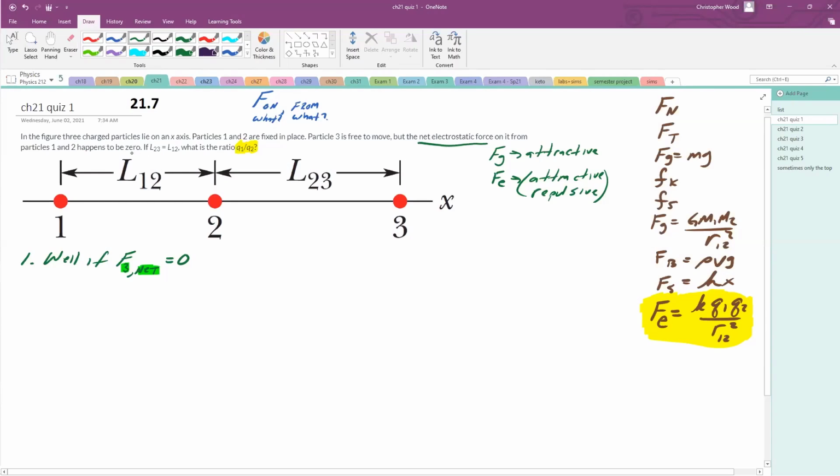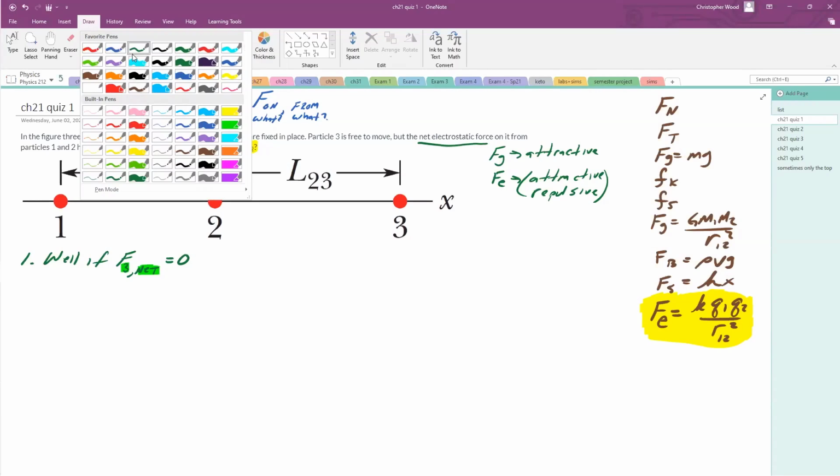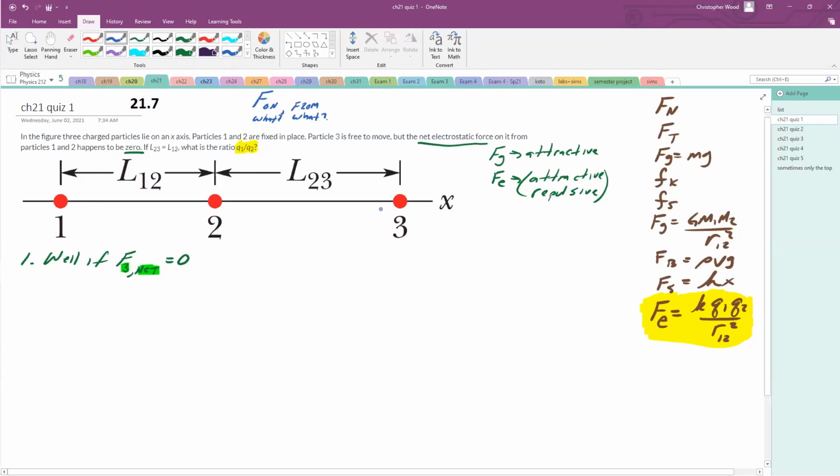There's no net force acting on particle 3. That's good to know. And I know these particles are charged. But I don't know what's positive and what's negative. If you're not going to tell me, I'm going to go out on a limb and just say this is a positive charge. So this is just me saying that's a positive charge.